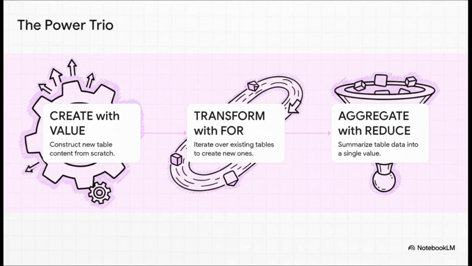And really, you can think of it as a power trio. First, you've got VALUE, which you use to create brand new table content. Then there's FOR, which lets you transform data by looping over tables you already have. And finally, you have REDUCE to aggregate data, like summing it all up into one value. The cool part is, these three often work together to replace huge chunks of old-school code.